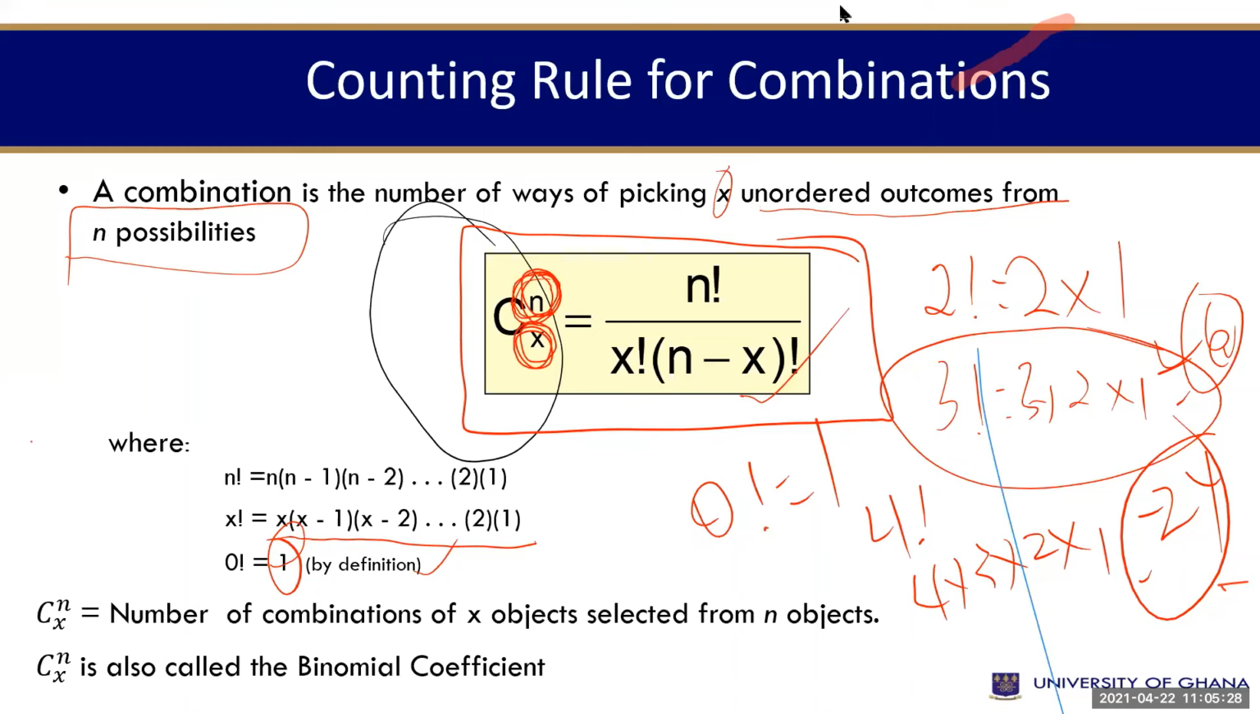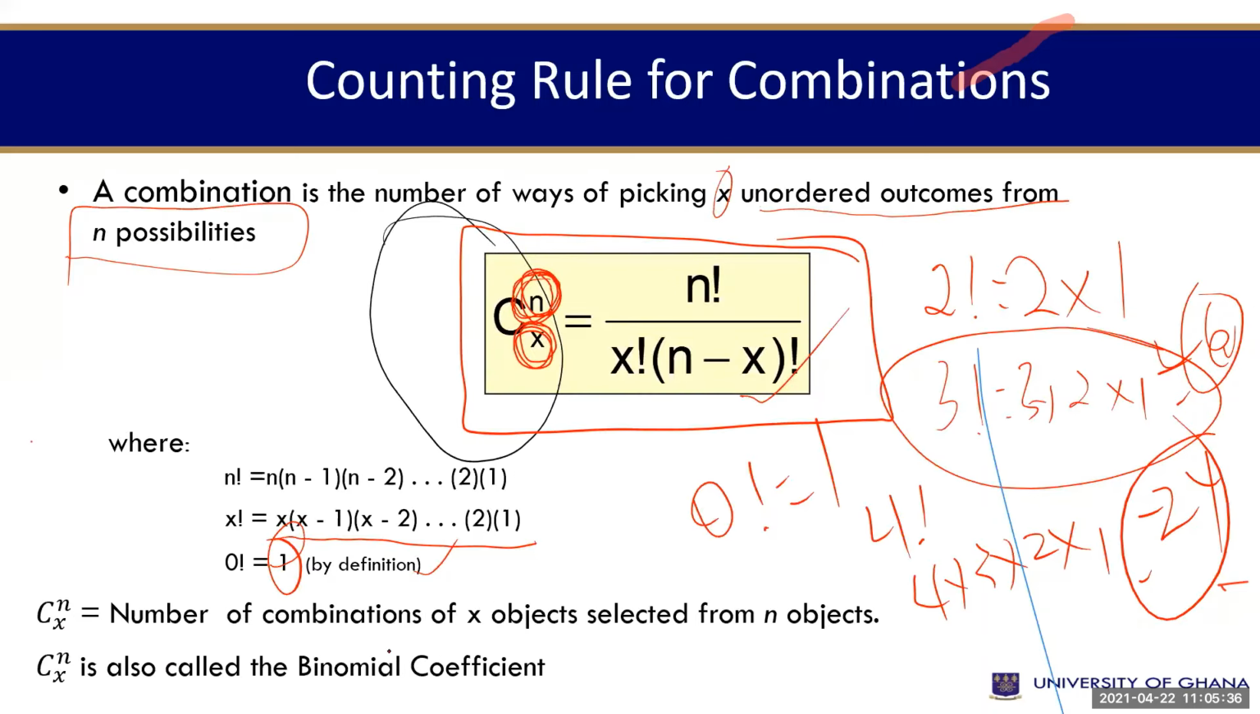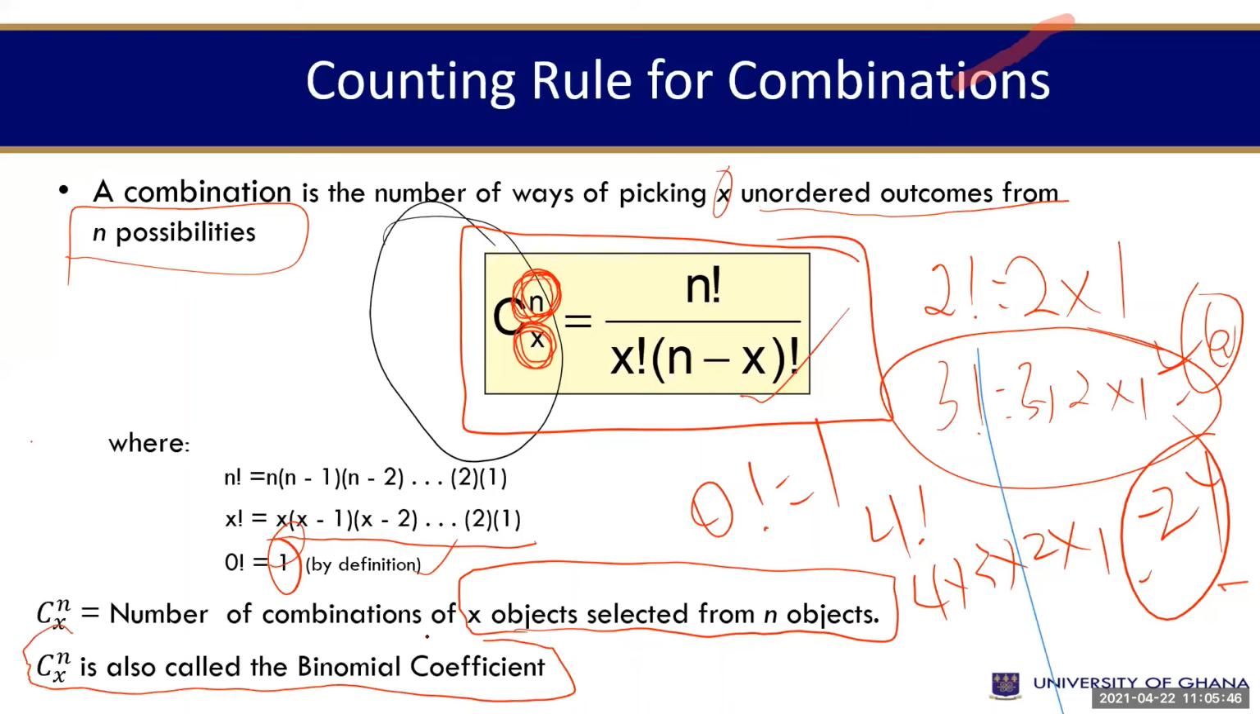All right, so by NCX, we're saying that combination, the number of combinations of X objects selected from N objects. We can also refer to this as the binomial coefficient, this guy here. That's a binomial coefficient.